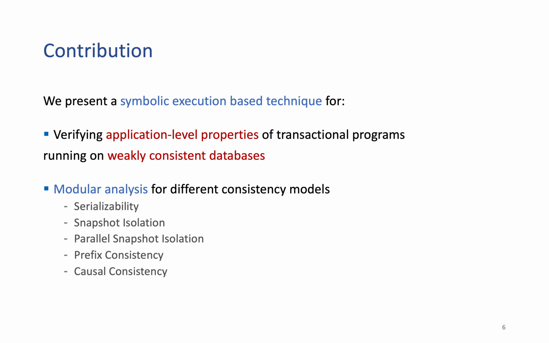Assuming the database produces only the behaviors allowed by the given consistency model, we ask whether the application satisfies its properties or not, given the anomalous executions of the model. We also provide a modular analysis, and we do this for a spectrum of consistency models, from the strongest, serializability, to the weakest, causal consistency. Namely, we also provide for snapshot isolation, parallel snapshot isolation, and prefix consistency.